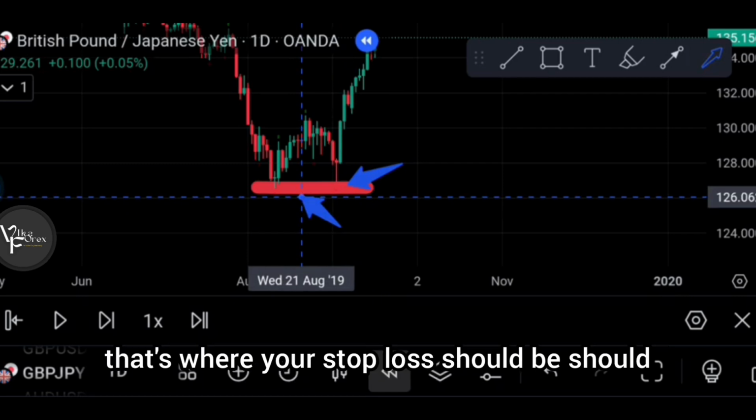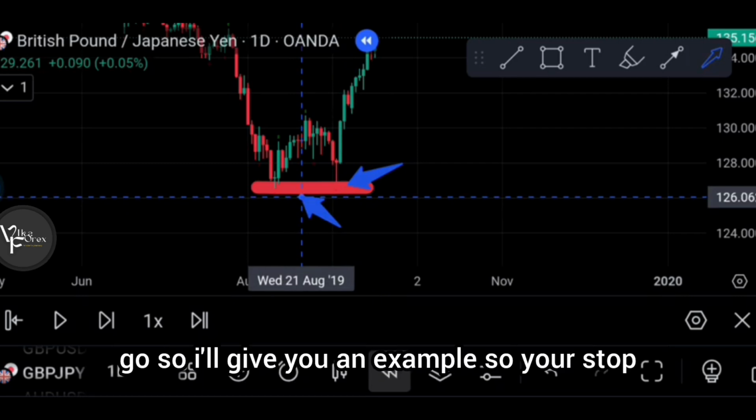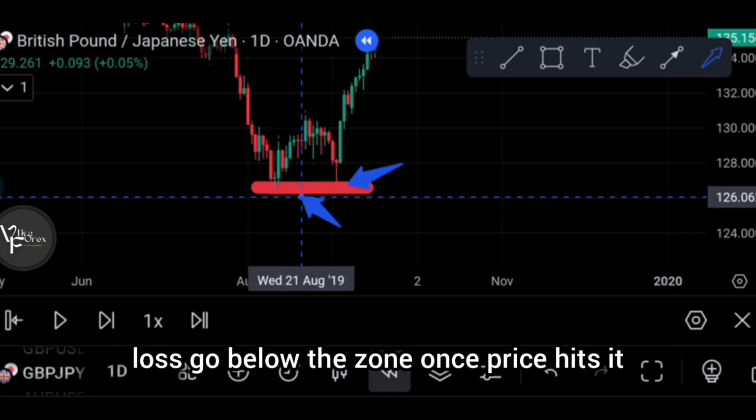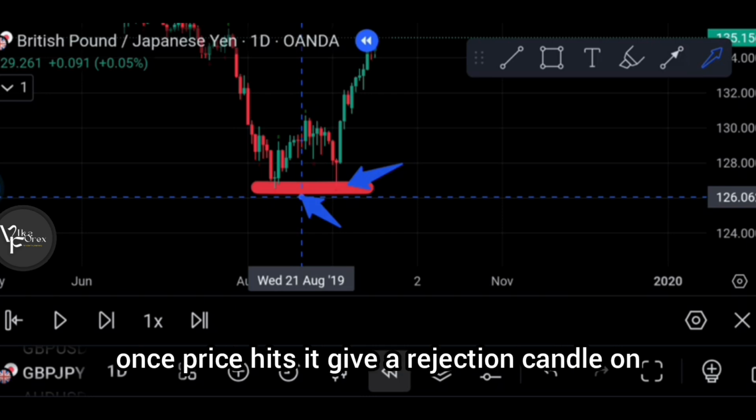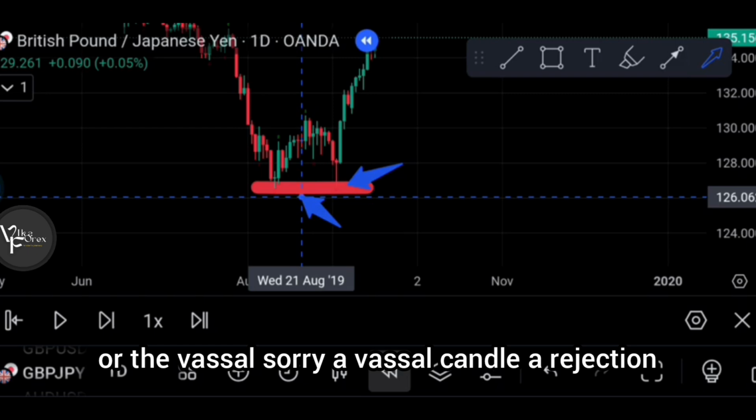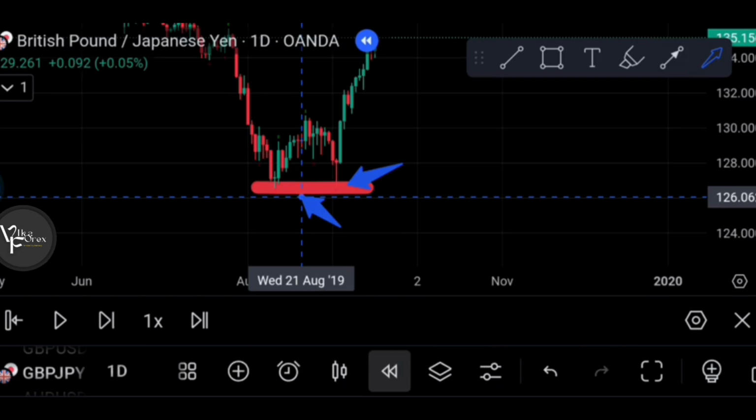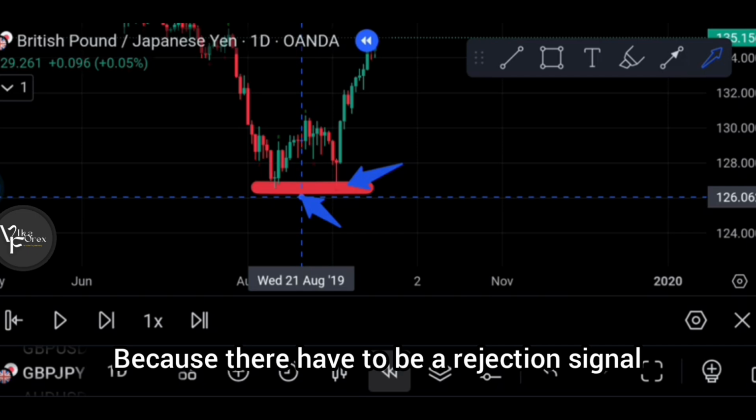You understand? That's where your stop loss should go. So I'll give you an example. Your stop loss goes below the zone. Once price hits it, you look for a rejection candle or a reversal candle on a lower time frame. You enter for a buy because there has to be a rejection signal on a lower time frame.